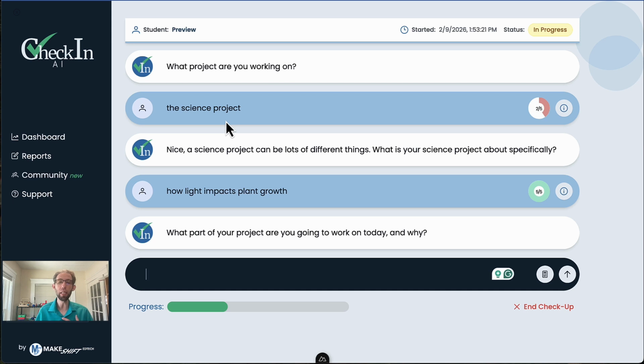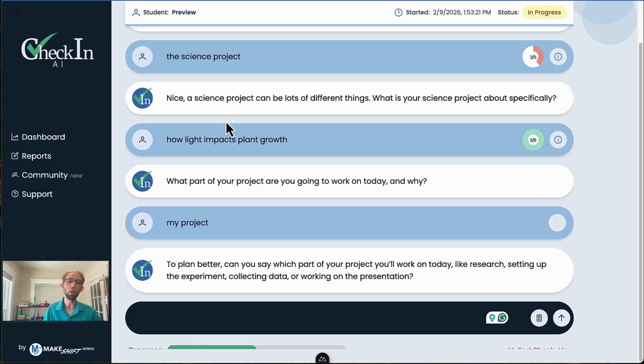And then it goes on to the next guiding question. What part of the project are you going to work on today and why? So there's 2 parts here. What are you going to work on and why is that important? 2 important skills. And often, especially students who struggle with the executive function in the beginning, they say, my project.